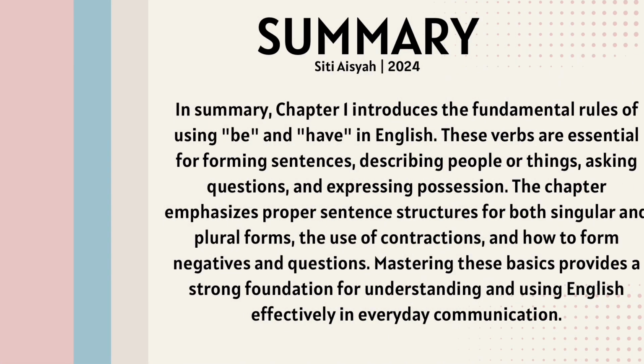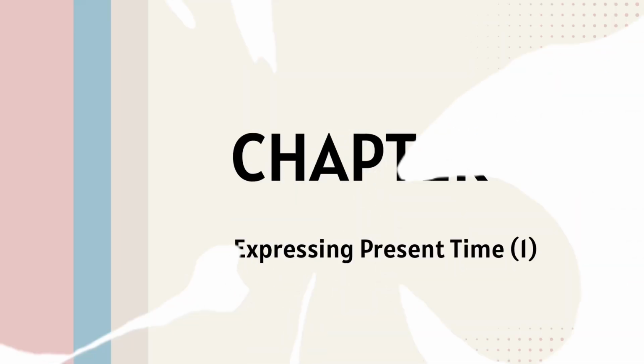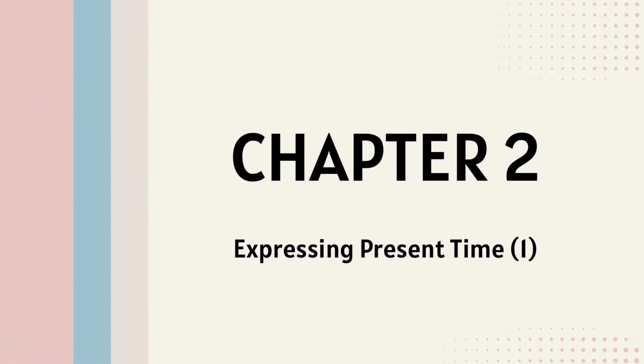In summary, Chapter 1 introduces the fundamental rules of using be and have in English. These verbs are essential for forming sentences, describing people or things, asking questions, and expressing possession. The chapter emphasizes proper sentence structure for both singular and plural forms, the use of contractions, and how to form negatives and questions. Chapter 2, Expressing Present Time, Part 1.